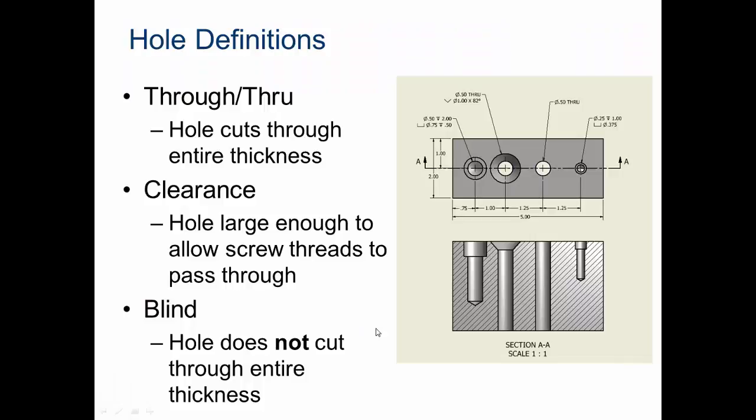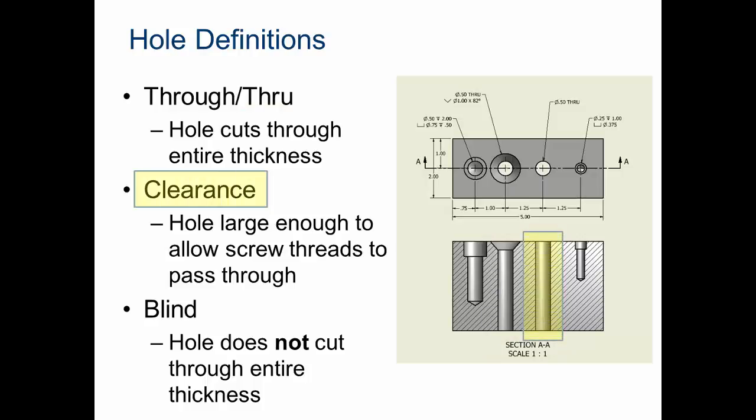So here are some hole definitions that we want to go through. The first one is the through hole, and it goes through the entire thickness of the piece as shown here. So you can see in the lower image on the right, that's a section view of the block up top, and it goes all the way through. So we call that a through hole.